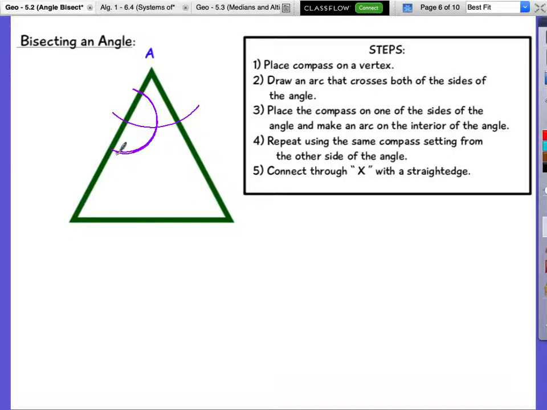Then you need to keep that same setting. You have to keep the same setting for the next one we'll do. We'll go over to the other side on this intersection and do the exact same thing, facing the inside. So it should be the exact same setting facing the inside.